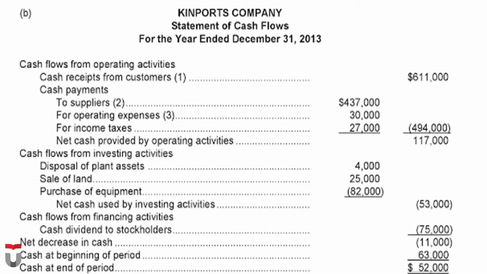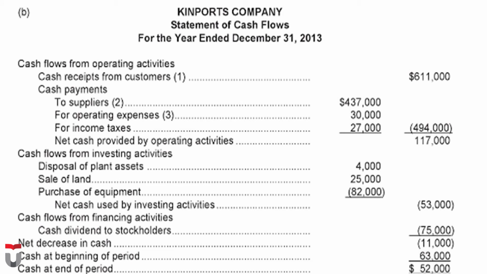Let's see, for investing activities, we have 4,000 in disposal of plant asset from additional information. And we have land from the comparative balance sheet, that is 25,000. And we also have purchase of equipment from additional information, that is 82,000. And we deduct this number with 25,400. Thus, the total will be minus 53,000.